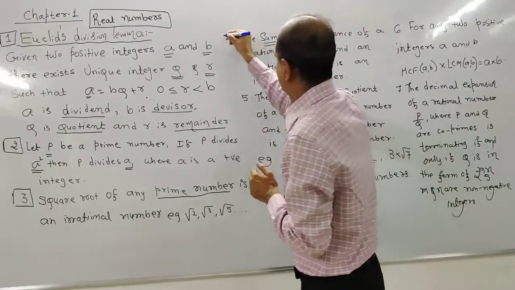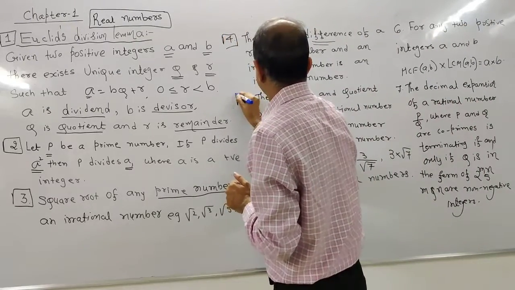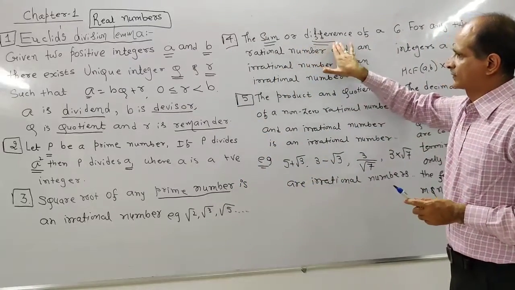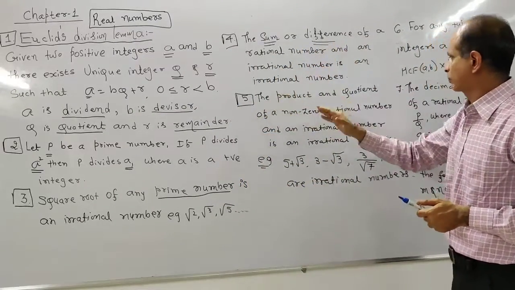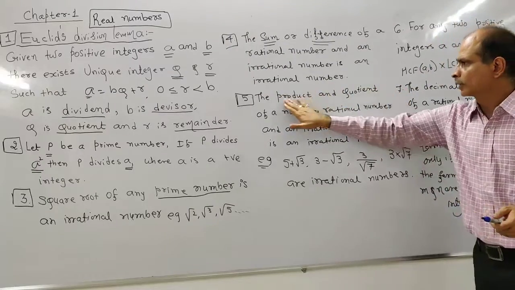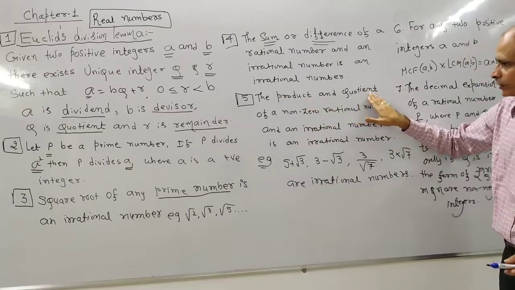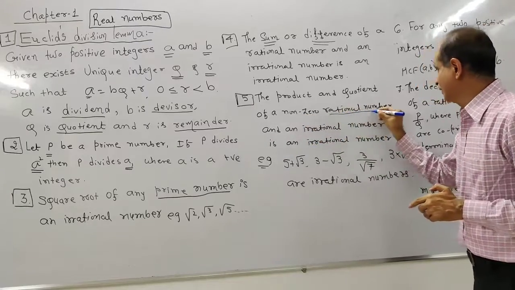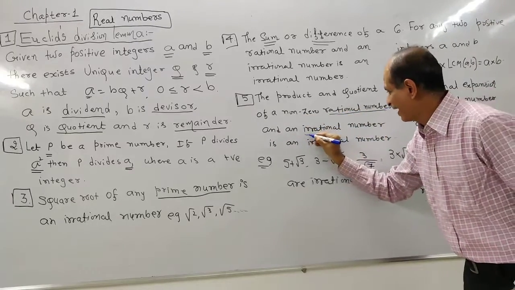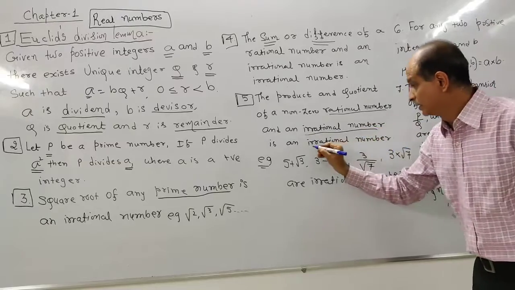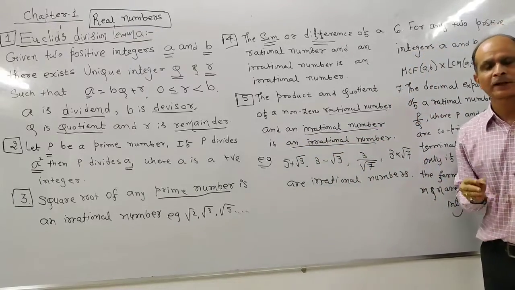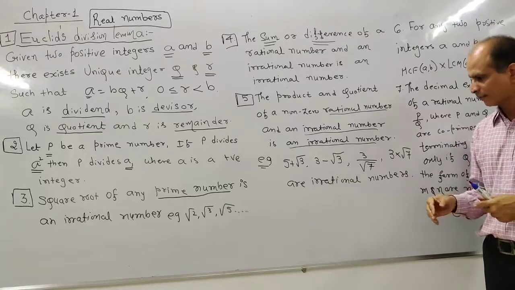Similarly, concept number 5. Concept 4 is about sum and difference. The 5th is about product and quotient. The product and quotient of a non-zero rational number and an irrational number is also an irrational number. Let me explain with the help of an example.